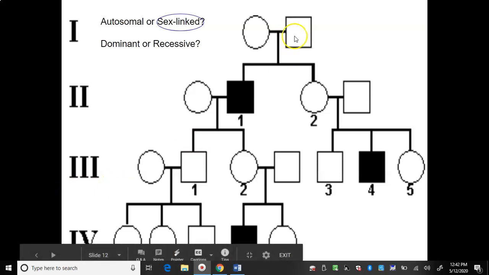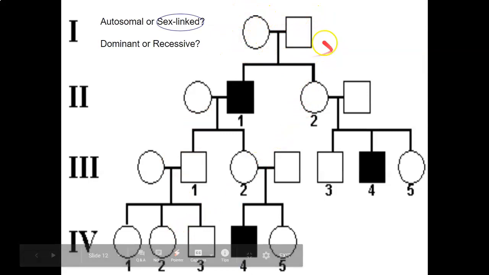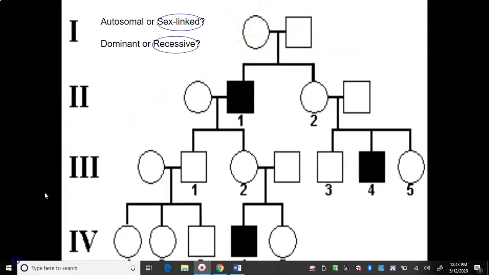So you can see here, these two parents at the top do not have the trait, but their son does. Same thing here. These two parents don't have it, but a son does. So it actually skipped this whole generation. So in this case, this would be a recessive trait. So overall, this would be sex-linked and recessive.